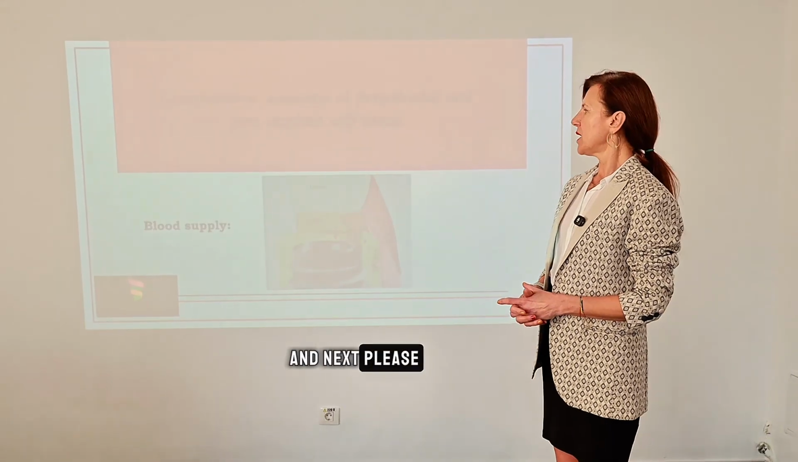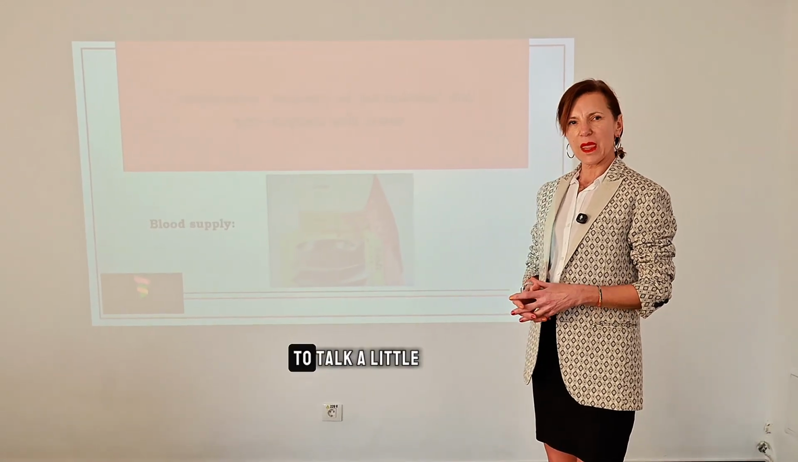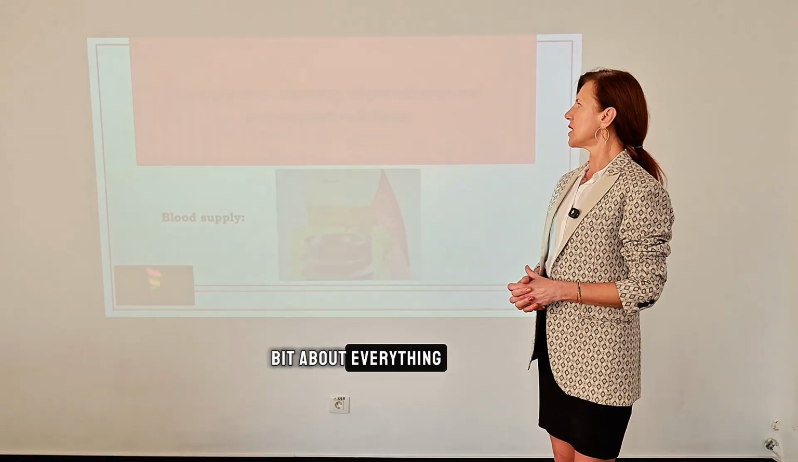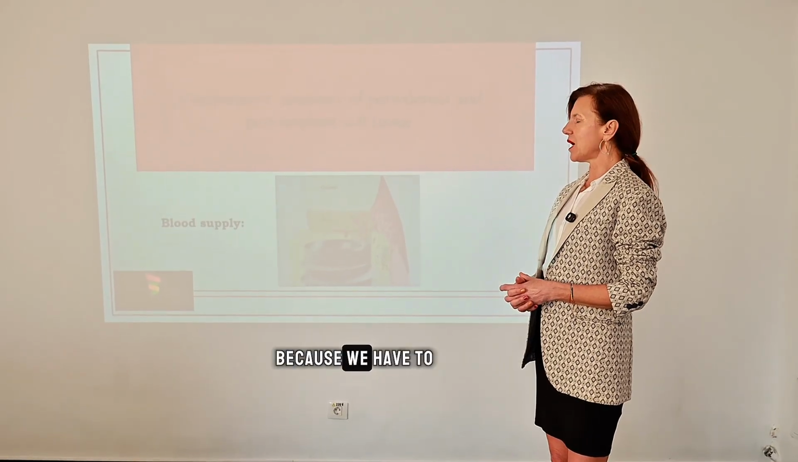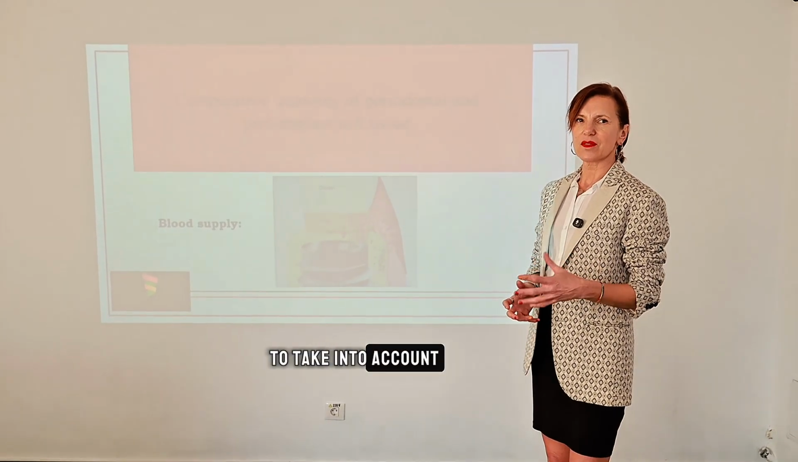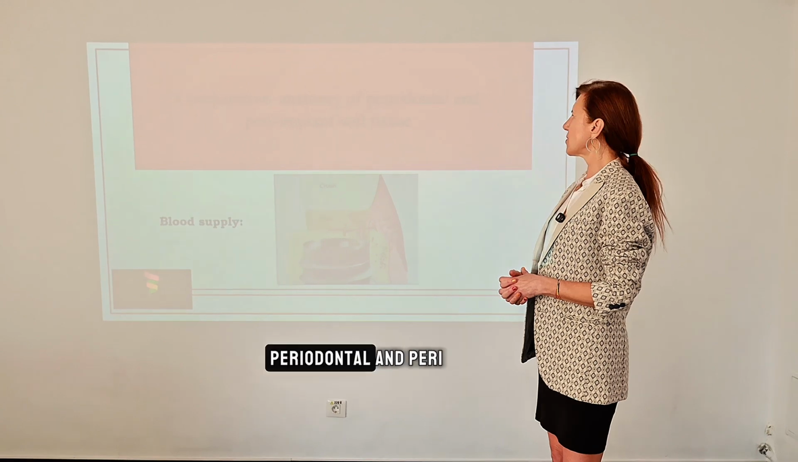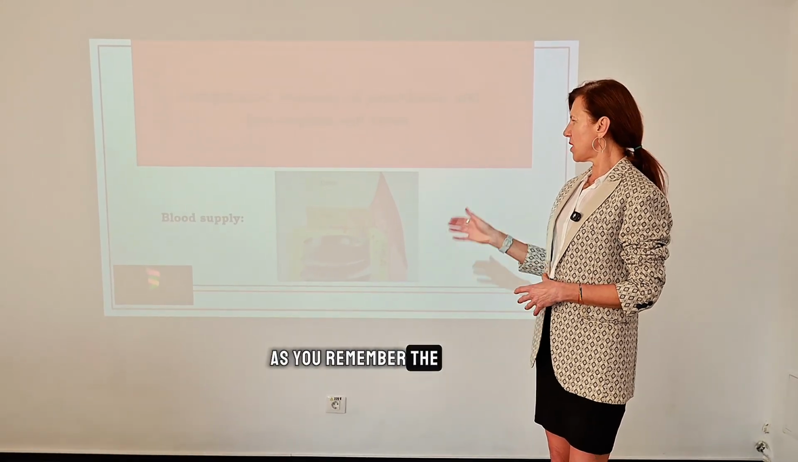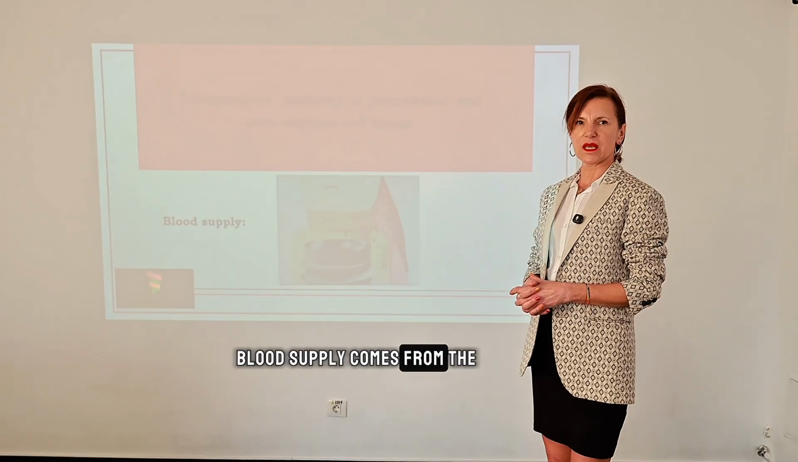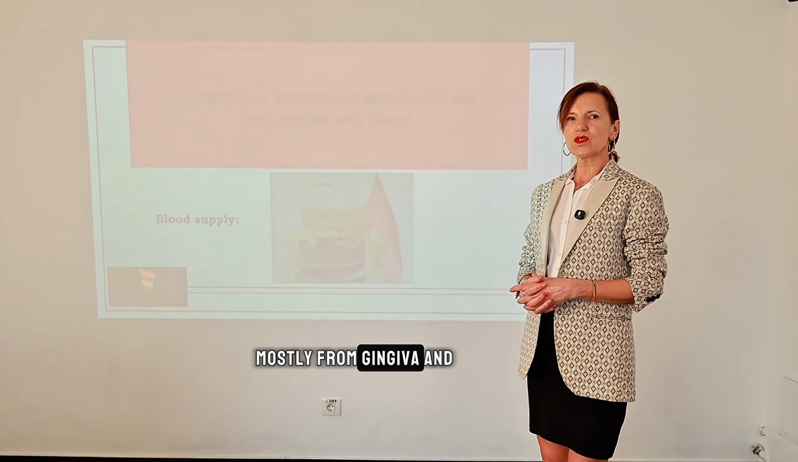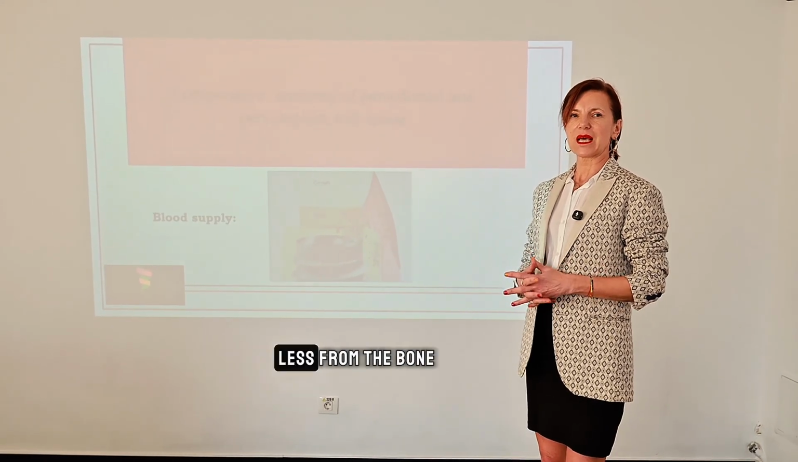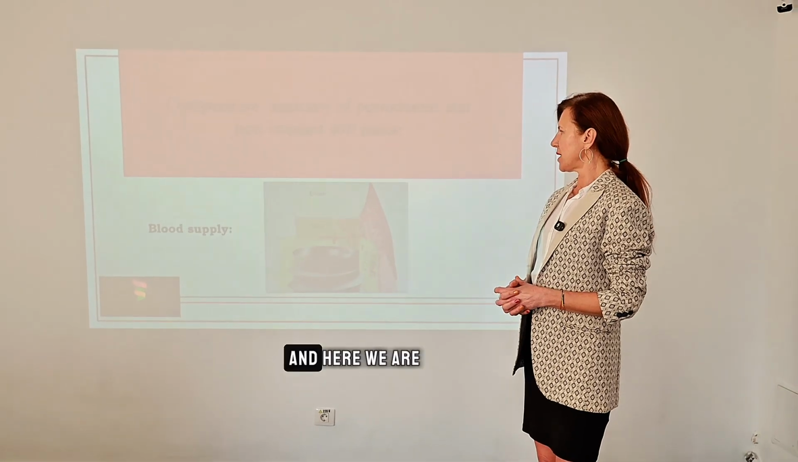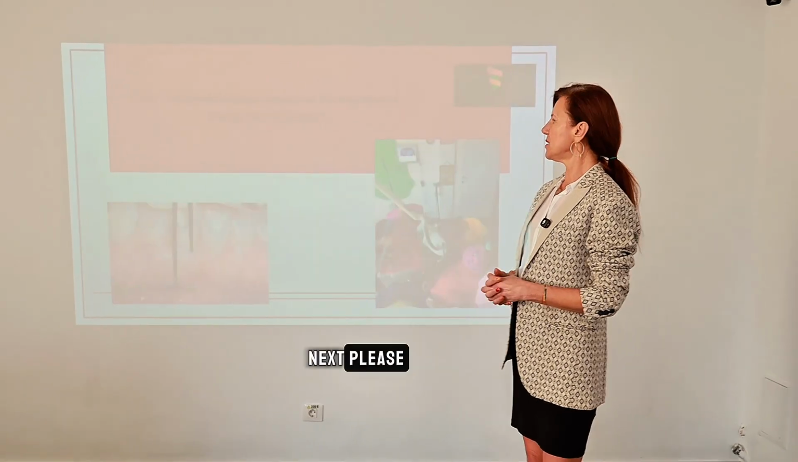And next, please. And we are going to talk a little bit about everything because we have to take into account the comparative anatomy of periodontal and peri-implant soft tissue. As you remember, the blood supply comes mostly from gingiva and less from the bone. And here we are. Next, please.